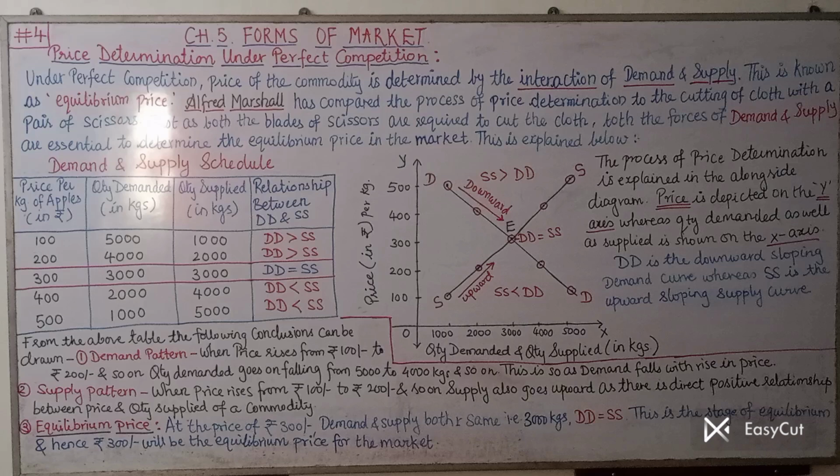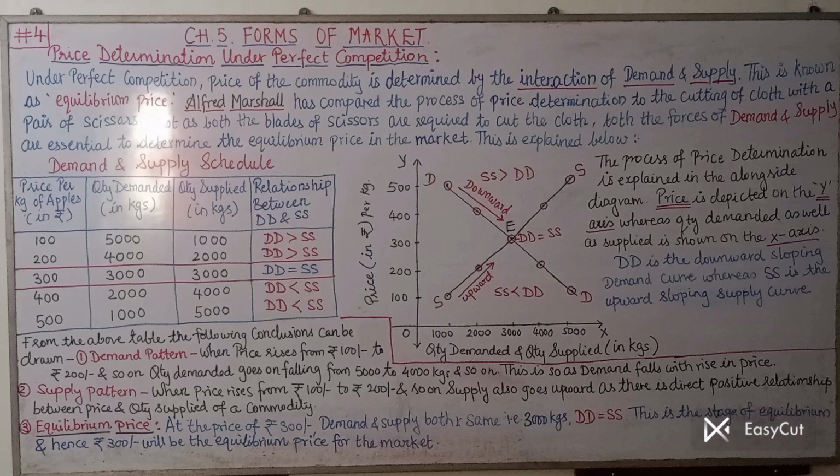So let us start. Under perfect competition, the price of the commodity is determined by the interaction of demand and supply. This much you already know. And the price which is determined by this interaction is known as equilibrium price. So basically under perfect competition, equilibrium price prevails in the market.